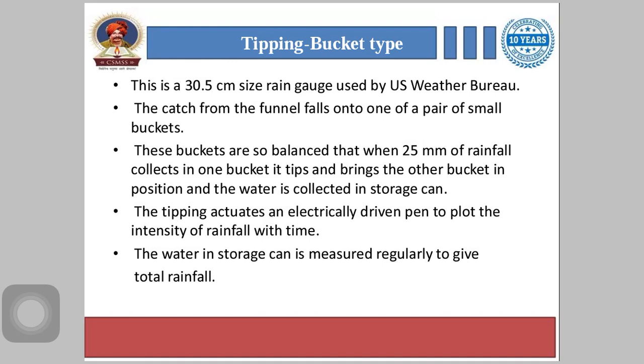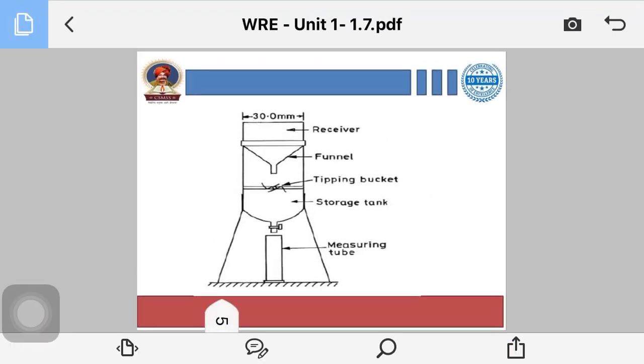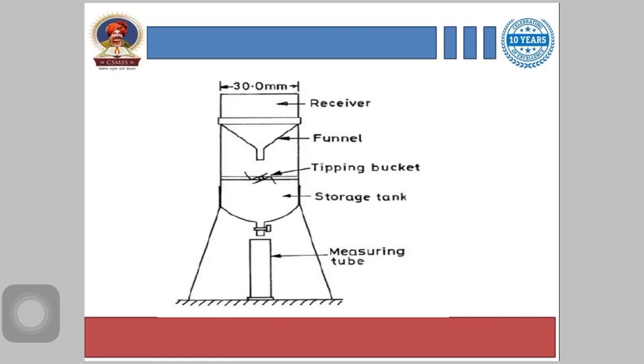So, this tipping actuates an electrically driven pen to plot the intensity of rainfall with time. The water in the storage can is measured regularly to give the total rainfall. This is the diagram for the tipping type rain gauge, which is also known as the automatic rain gauge, and in this we can see that it consists of the following components.